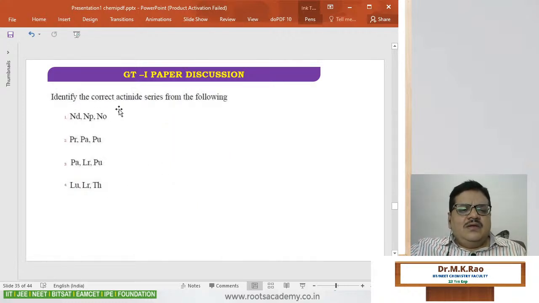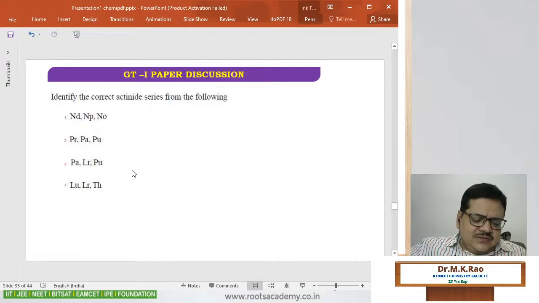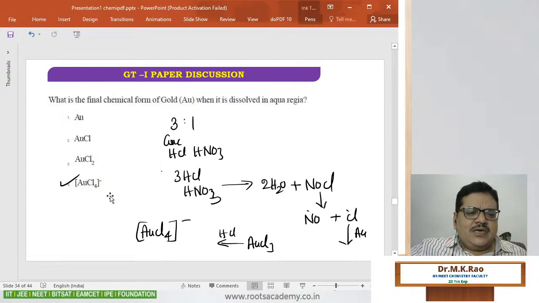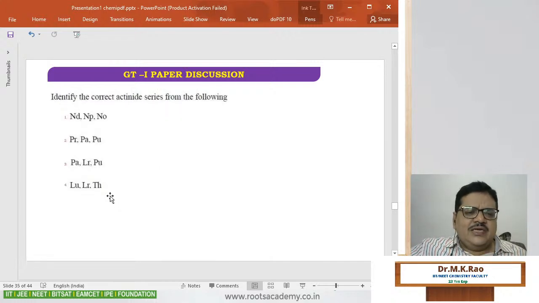Identify the actinide series. Identify actinide series in the following. The options are lutetium, lawrencium, and thorium. Actinide series: lutetium, lawrencium, and thorium.